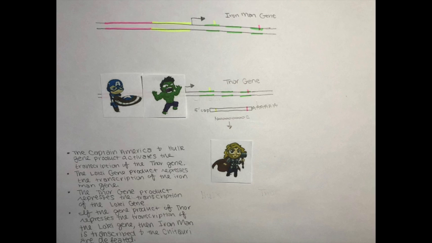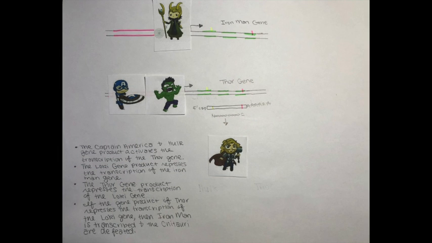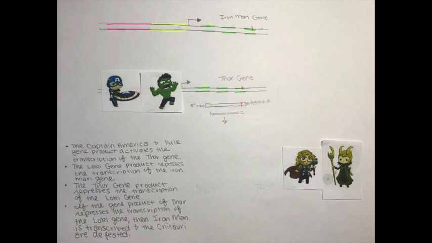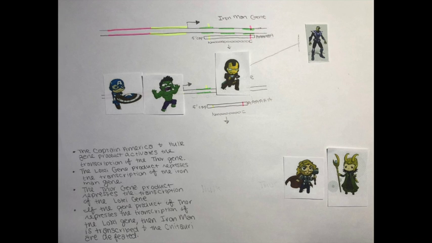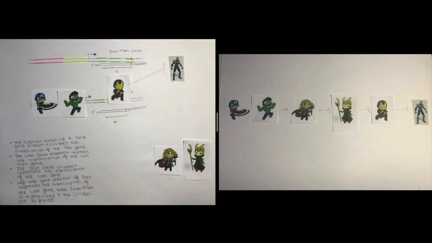The Captain America and Hulk gene product activates the transcription of the Thor gene. The Loki gene product represses the transcription of the Iron Man gene. The Thor gene product represses the transcription of the Loki gene. If the gene product of Thor represses the transcription of the Loki gene, then Iron Man is transcribed and the Chitauri are defeated. This network comes out to a happy ending.